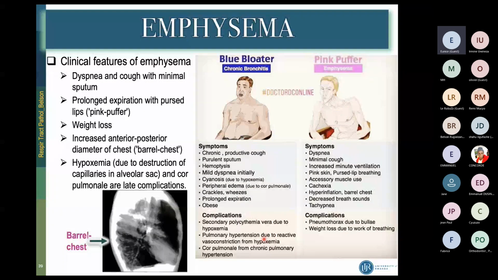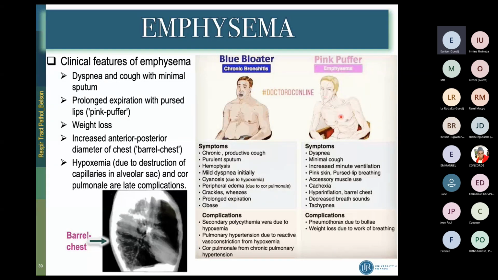So the clinical features of emphysema are dyspnea, so difficulty in breathing, and cough with minimal sputum. So the dry cough. Muri chronic bronchitis twabonye ko bagira productive cough, sometimes harimo pus, while ahangaha it is mostly dry cough. Ikindi twabonye ko muri chronic bronchitis baba cyanotic.